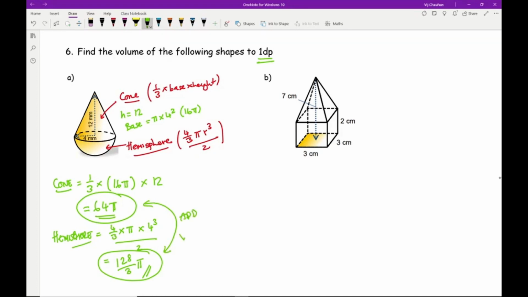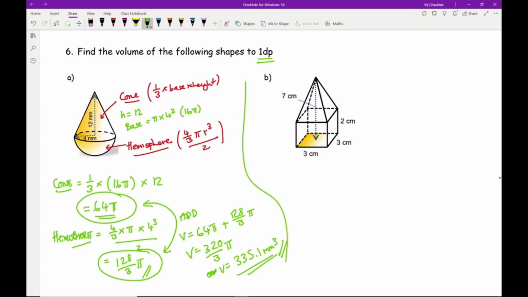So here the total volume is going to be 64 pi plus 128/3 pi, and if I type that into my calculator, plus those 2, I get an answer, in terms of pi, of 320/3 pi, or, which is asking me to do it to 1 decimal place, so it's going to be V equals 335.1 millimeters cubed, and there is my final answer.